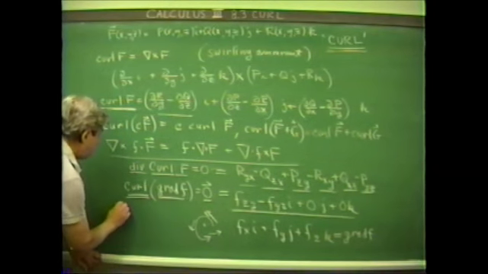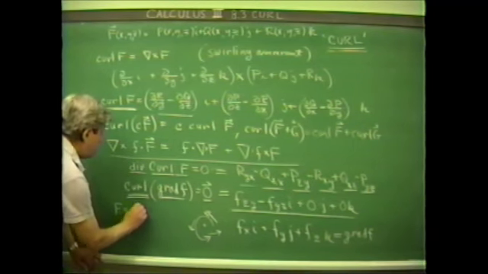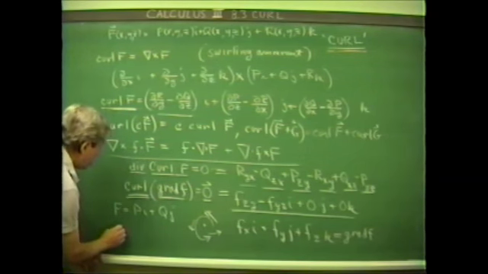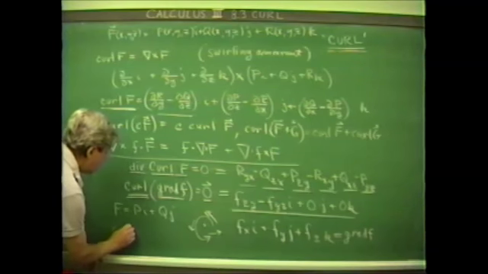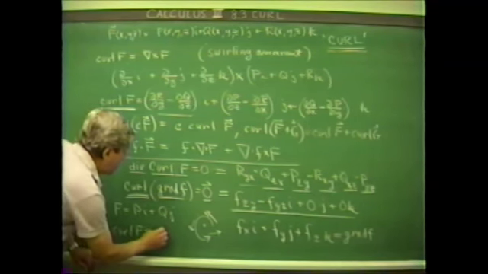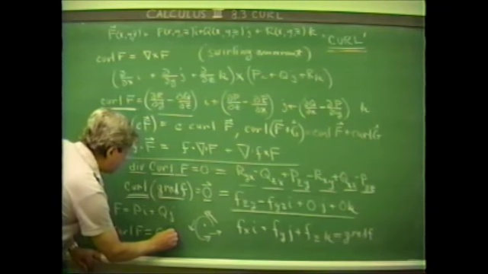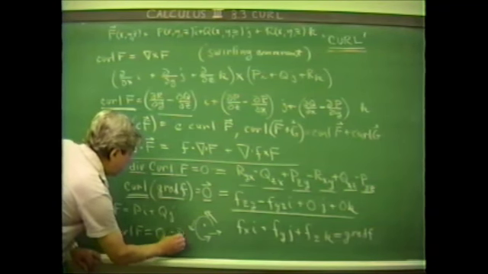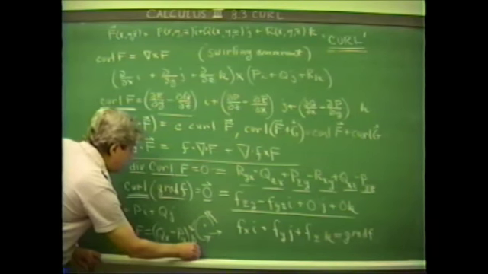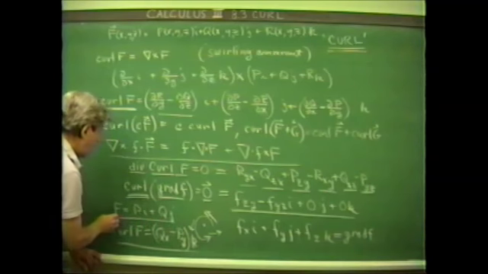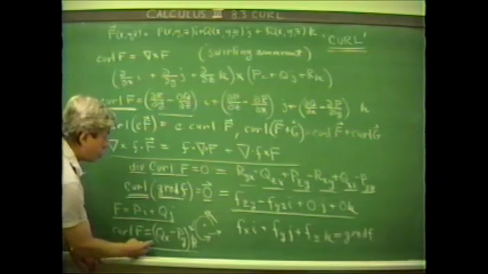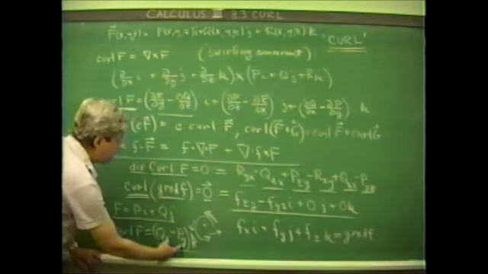If we've got f equals p i plus q j, then the curl of f has only a k component, and that's given by the partial of q with respect to x minus the partial of p with respect to y, times k. That's for functions defined on the plane of x and y. The curl has only a k component, and it's given by this.